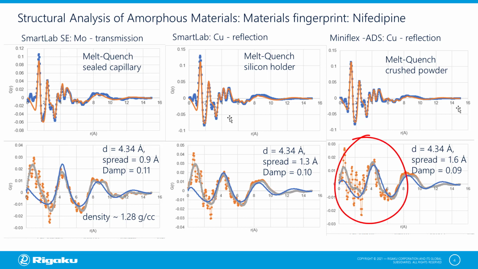And this also significantly lowers the effective calculated density. It drops something like 10% in the calculation from the direct melt quench stored in a sealed capillary to the rendered and ground material that we analyze using the MiniFlex.